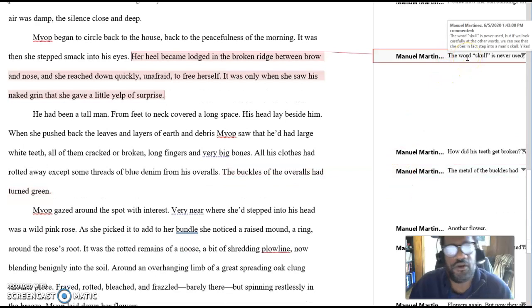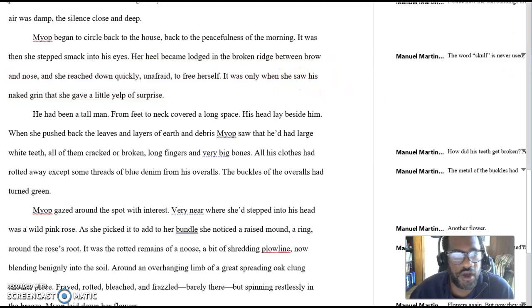Down here, it says that her heel became lodged in the broken ridge between brow and nose. And I say in here that the word skull is never used, right? But the broken ridge between the brow, which is up here like your eyebrows, and the nose, that's what she steps into. She stepped into somebody's skull. Now, the author never used the word skull. She kind of wants us to come to that, and that's one of the things that might have been potentially confusing, right? We're like, what? Her heel became, what are you talking about? But realize that if we look very carefully at that, we can understand that she is stepping into the skull of a human being, right? And then it's only saw his naked grin.